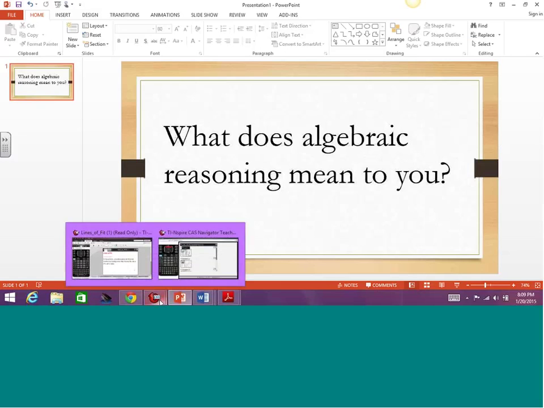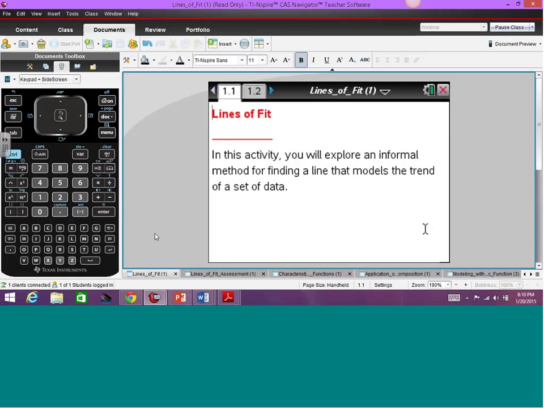Are we ready to start with the lines of fit, Matt? I do believe we are. Okay. All right, so you're going to introduce this one? Yes, ma'am. The lines of fit activity itself is very basic. If you would jump over to page 1.2 for me.